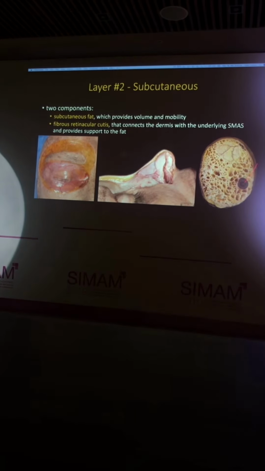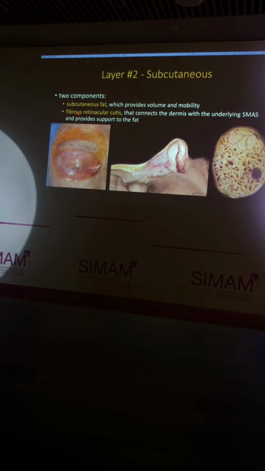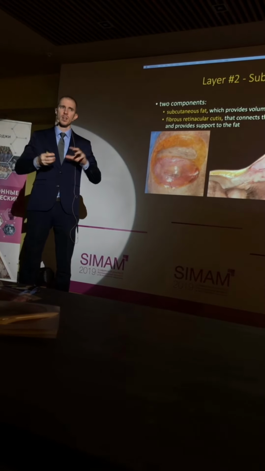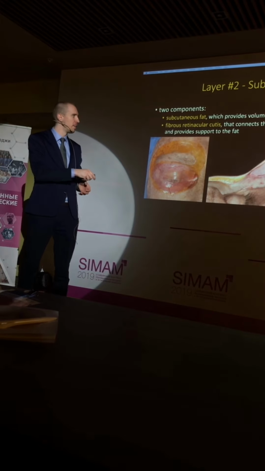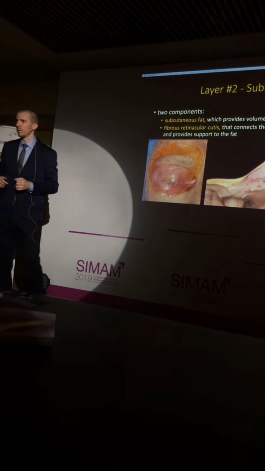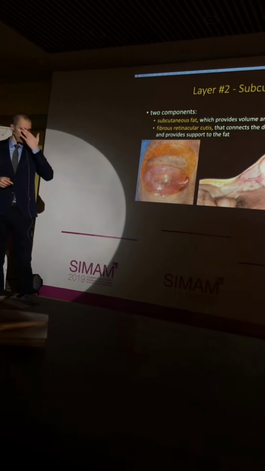This means that in the subcutaneous layer, this fibrous retinacular cutis is like a sponge, and this sponge is filled up, the holes are filled with fat, and that gives a structure to this layer.